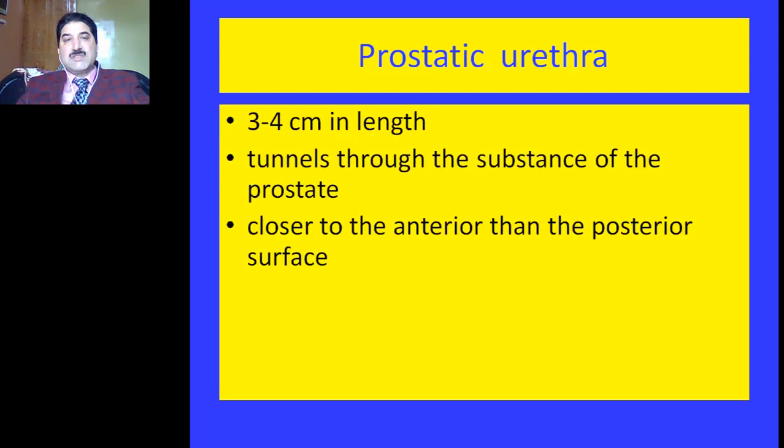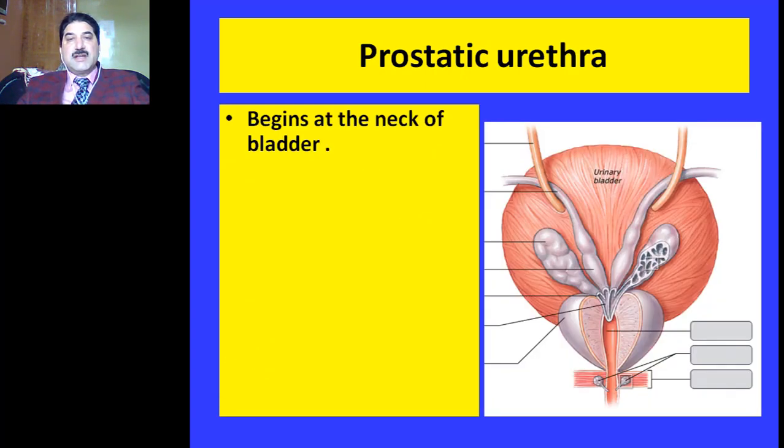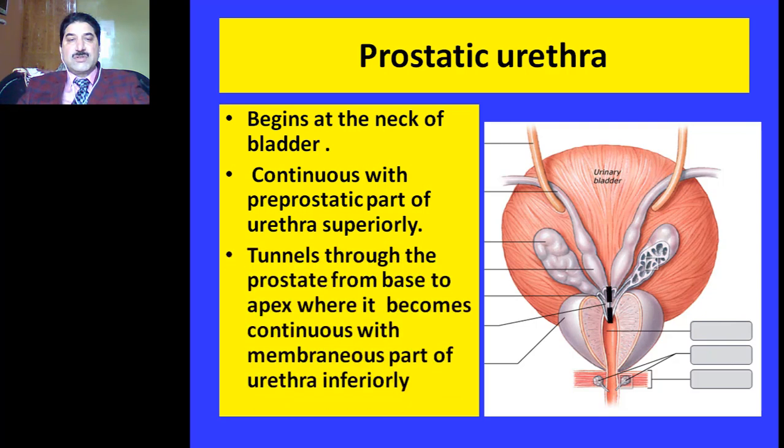It tunnels through the substance of the prostate closer to the anterior than posterior surface and emerges from the prostate slightly anterior to the apex. The prostatic urethra begins at the neck of the bladder. It is continuous with the preprostatic part of the urethra superiorly. It tunnels through the prostate from base to apex, where it becomes continuous with the membranous part of the urethra inferiorly.